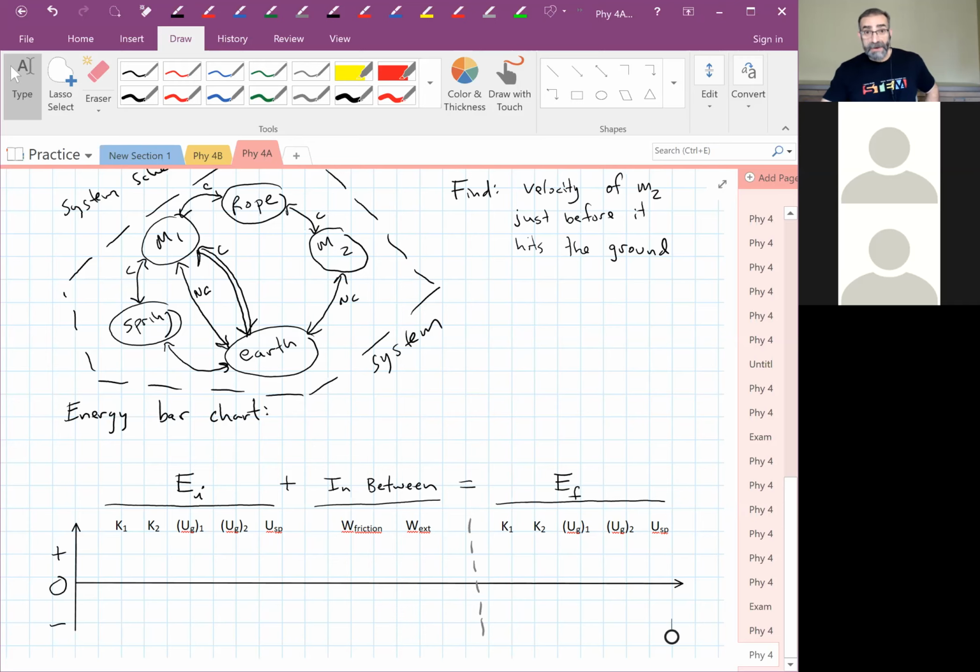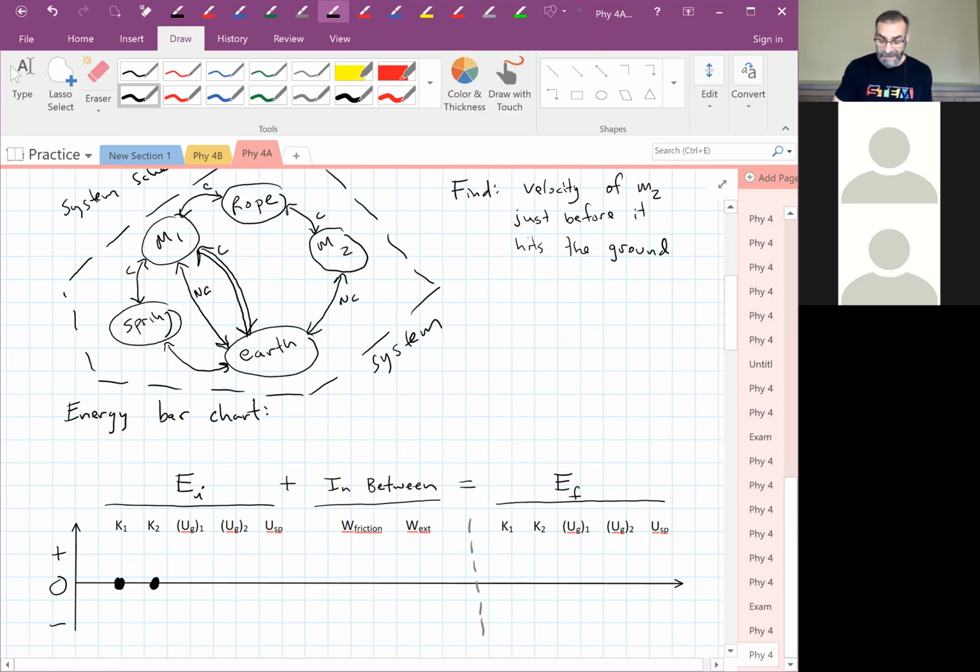Okay, let's go through it. So we'll start with kinetic energy. M1, is it moving at the beginning? No, that's given in the problem. It starts from rest. M1 and M2 are connected by a string, so they have to have the same velocity all the time. Neither one of them is moving at the beginning. So I'll put a 0 there and a 0 there.